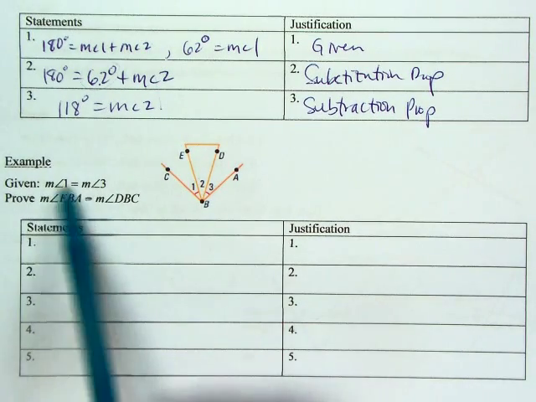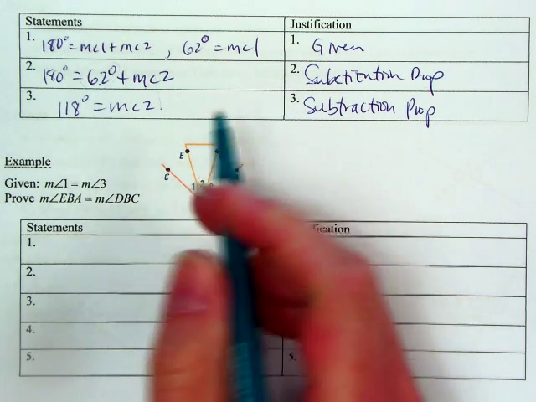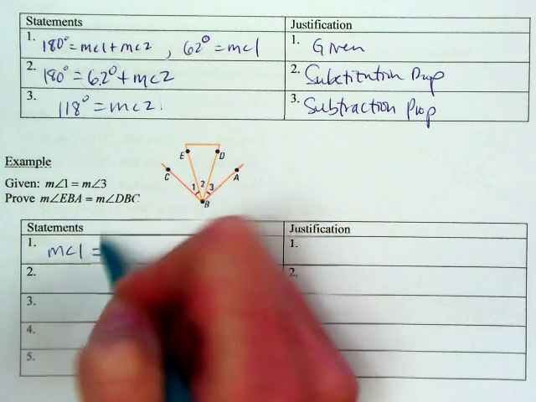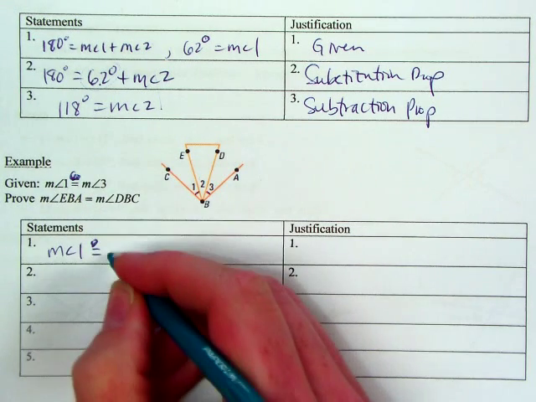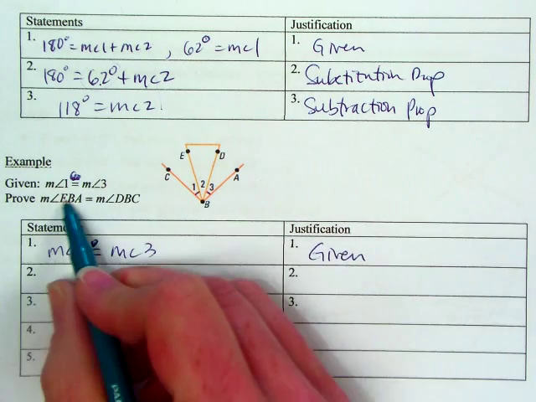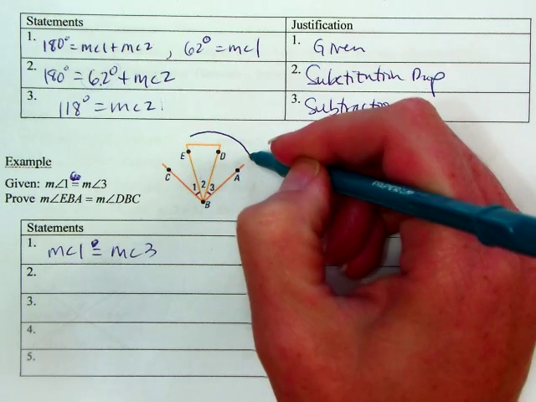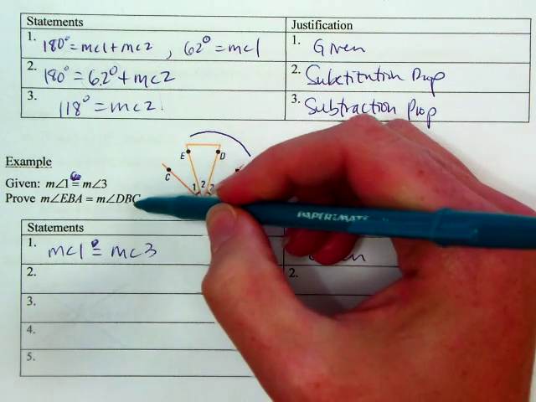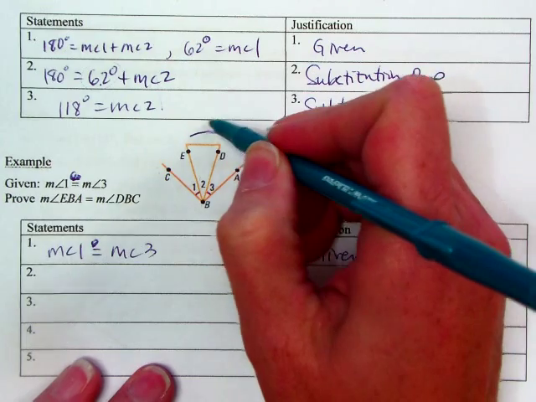This one has given that angles 1 and 3 are equal, and you can see that because they put those little red arcs there. So the measure of angle 1, oh no, my bad, is equal to the measure of angle 3, and that's given. In the end, we're supposed to talk about angle EBA, so this whole angle, and how it's equal to angle DBC. DBC is right there, so it's talking about this one.